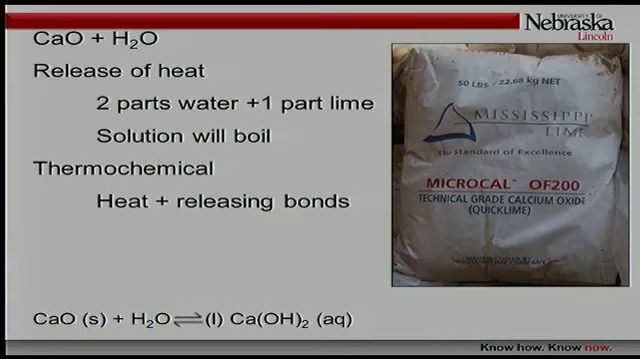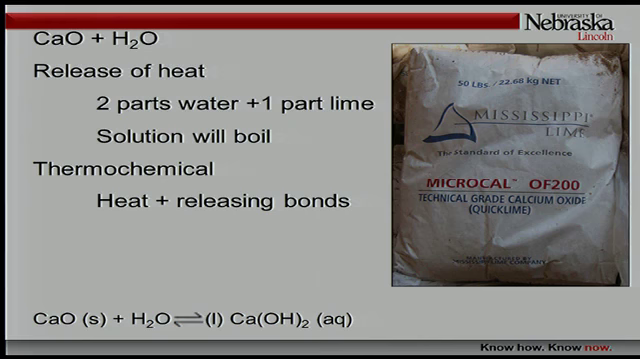When you add calcium oxide and water, it releases about 65 kilojoules per mole of energy. I didn't know what that meant when I was standing next to a feed bunk, so I had to put it in terms that I was familiar with. If you add 2 parts of water and 1 part of calcium oxide, that solution would have enough energy that it would start to boil the water. So there's a strong release of heat.